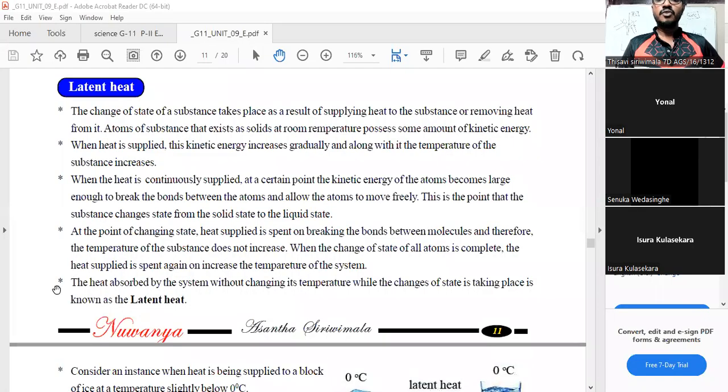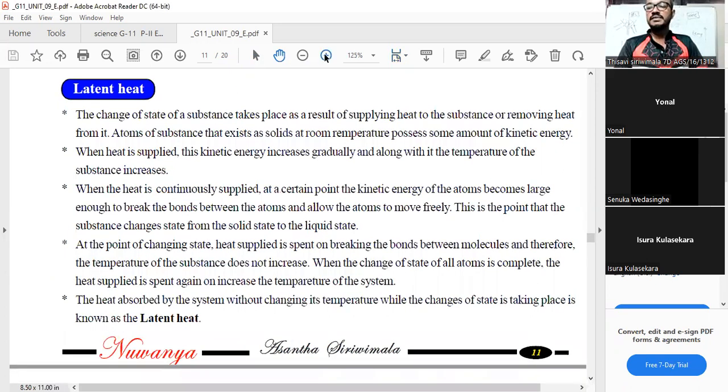The heat absorbed by the system without changing its temperature while the change of state is taking place is known as the latent heat. So if somebody asks what's the latent heat, you can give this answer here. You can mark it if you have a highlighter. The heat absorbed by the system without changing its temperature while the change of state is taking place is known as the latent heat.